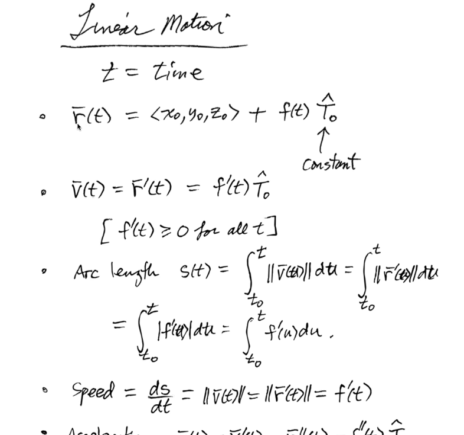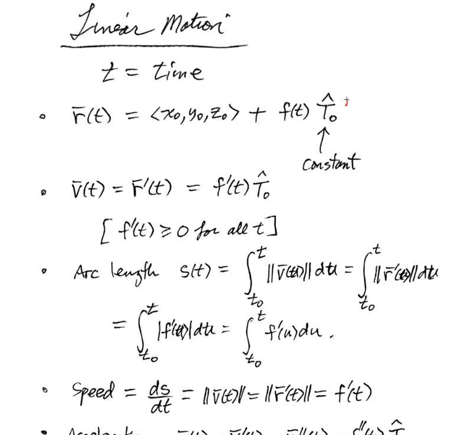The position vector of that particle I'll call r bar of t because it depends upon t. Since this is linear motion, I'm going to have a fairly simple equation governing the actual path of the particle here. x naught, y naught, z naught, you can see that's a vector there. That's going to be the position vector from some starting point. And I also have here plus f of t, t naught hat.